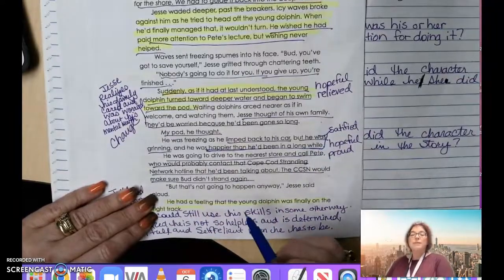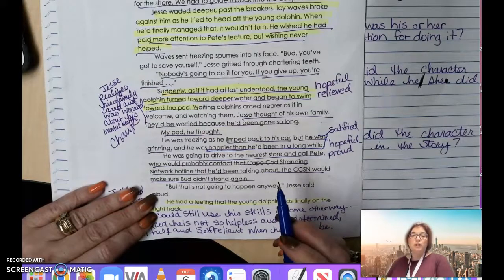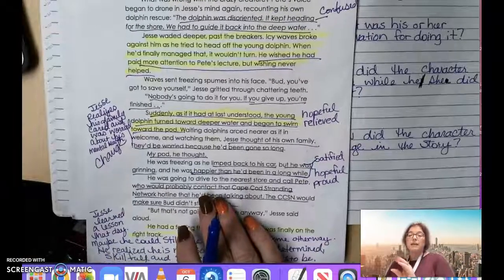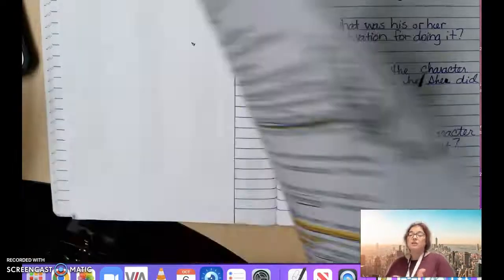Okay. Guys, I want you to do this with your own short stories. Go and find the character traits, two or three in the beginning, two or three at the end, and find evidence.